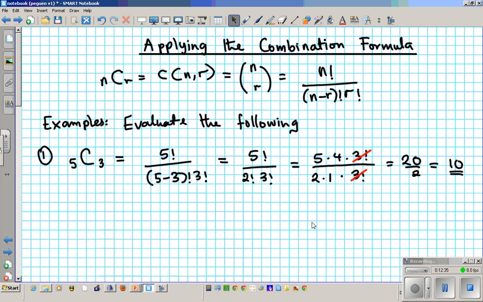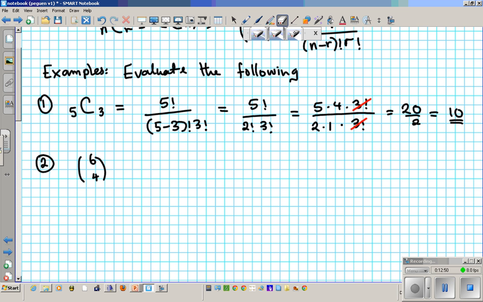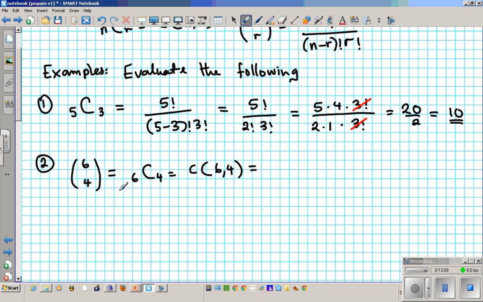Alright, let's take a look at another example. Number 2. What is 6 choose 4? What is this? Let me rewrite it again. My parentheses are not symmetric. What is 6 choose 4? Okay? So you can write this as 6C4, which is also the same thing as C(6,4), same thing. Alright, this is N and this is R. All these three things mean the same thing.